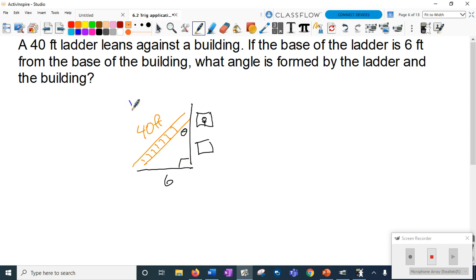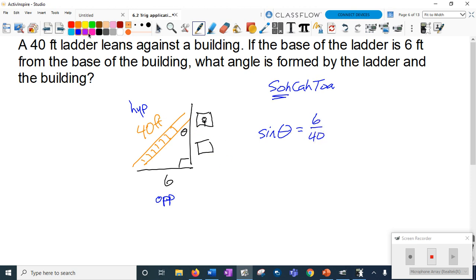The ladder is the hypotenuse. Here's the angle. What's the 6 then? What do I call the 6? What part of the triangle do I put that label as? Label it the opposite because it's across from the angle I want. So opposite and hypotenuse, trig magic word. Opposite and hypotenuse is sine. Sine of theta equals opposite 6 over hypotenuse 40.